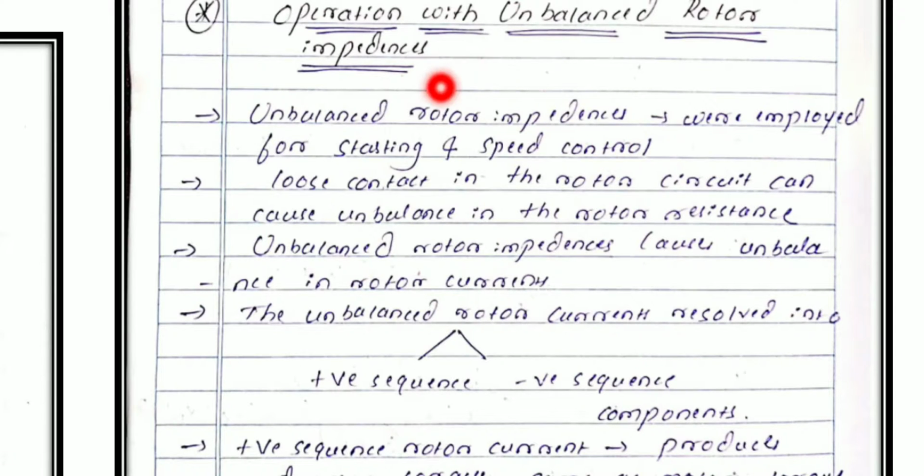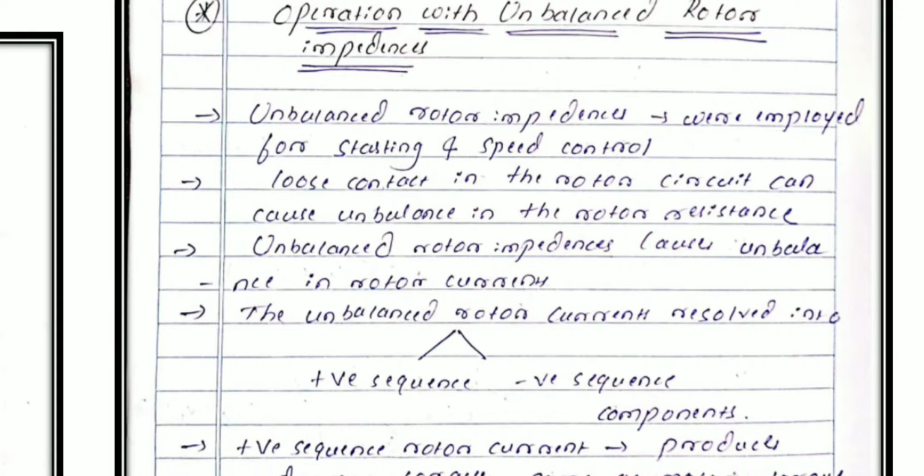Then what might be the reason for this unbalance in the rotor impedance? We know that the induction motor has two main parts. First is the stator part, and one more is the rotor part, is it right? So due to any reason, if loose contacts occur in the rotor circuit, that results in an unbalance in the rotor resistance or the rotor impedance. Okay, so this unbalance in the rotor impedance or resistance causes an unbalance in the rotor currents also. Getting my point?